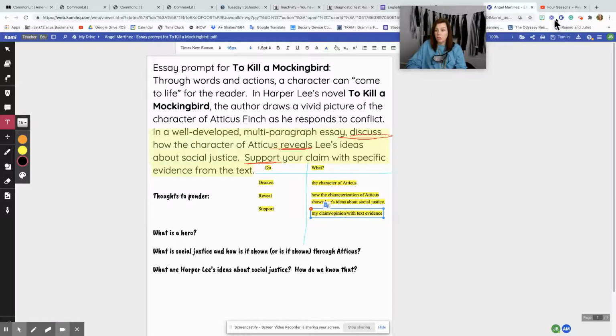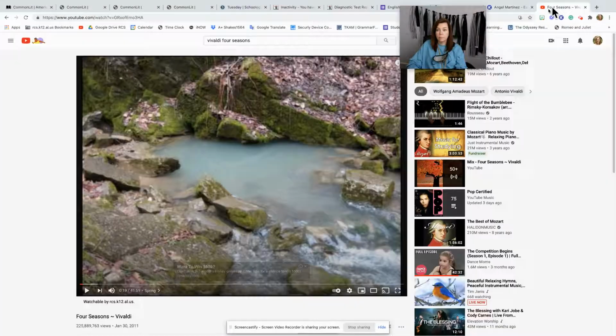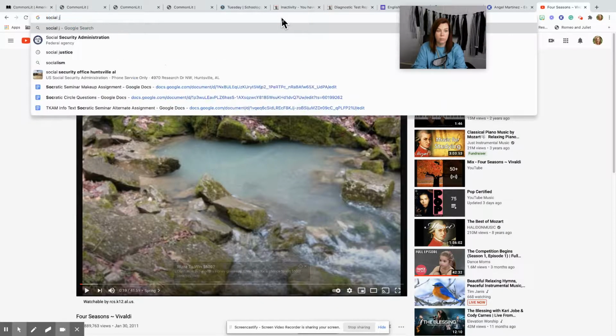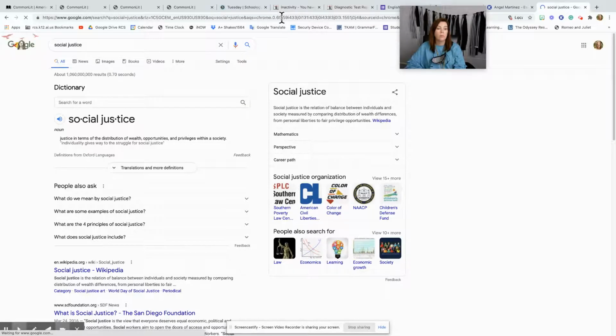Okay? Just Google it, social justice. Justice in terms of the distribution of wealth, opportunities, and privileges within a society. Basically, if you have social justice, then everybody has the opportunity to achieve wealth, opportunities, and have privileges. What we're dealing with in our society and what Atticus dealt with in his society is social injustice, and Harper Lee did also. Okay, so you need to understand the difference in those two.